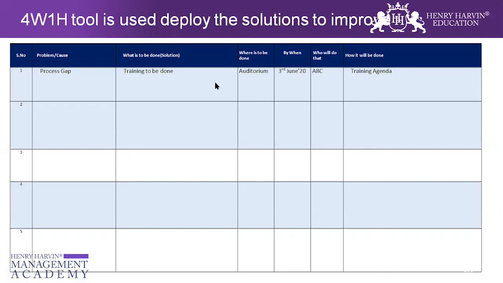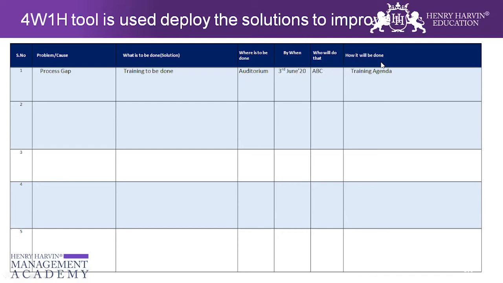So let's take an example here. We have one solution which talks about the training that is supposed to be done, wherein we identified there's a process gap. Now the what is to be done is that we have to do the training. So training is to be done. Where it is to be done, it's mentioned in the auditorium. We have to do that training in the auditorium. By when? It talks about 3rd June. Who will do that? There's a person called ABC who will be conducting this training.